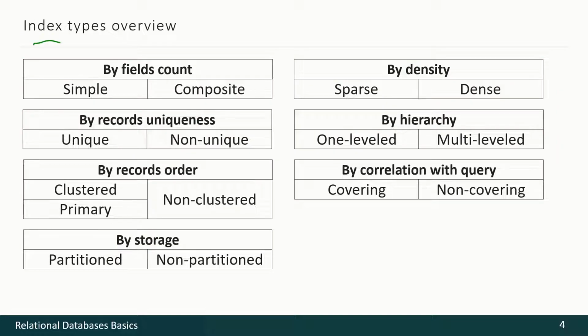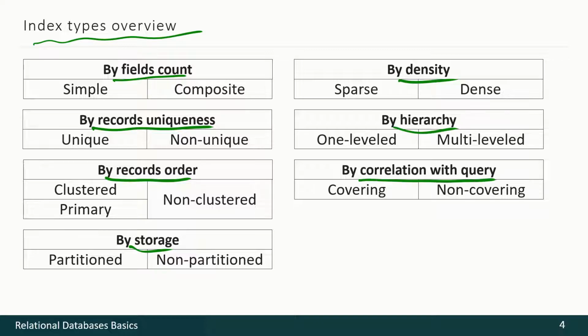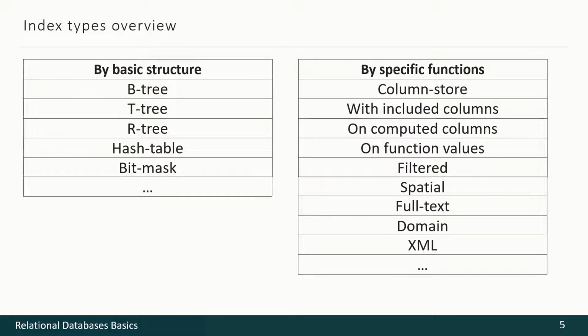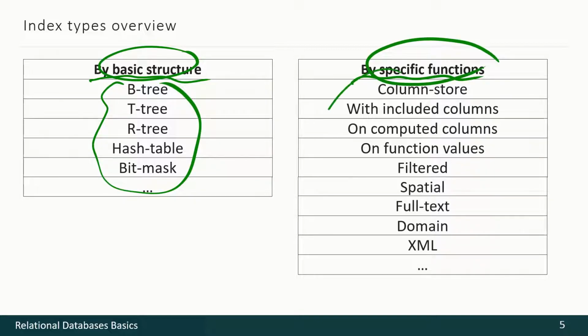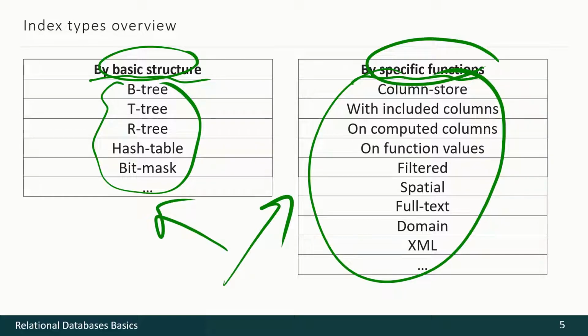Here is a quick overview. Indexes may be organized by fields count, records uniqueness, records order, storage, density, hierarchy, correlation with query. You see, there are a lot of indexes. Indexes may also be organized by basic structure, like this, or by specific functions, like these. And we shall overview all those types in detail right now.